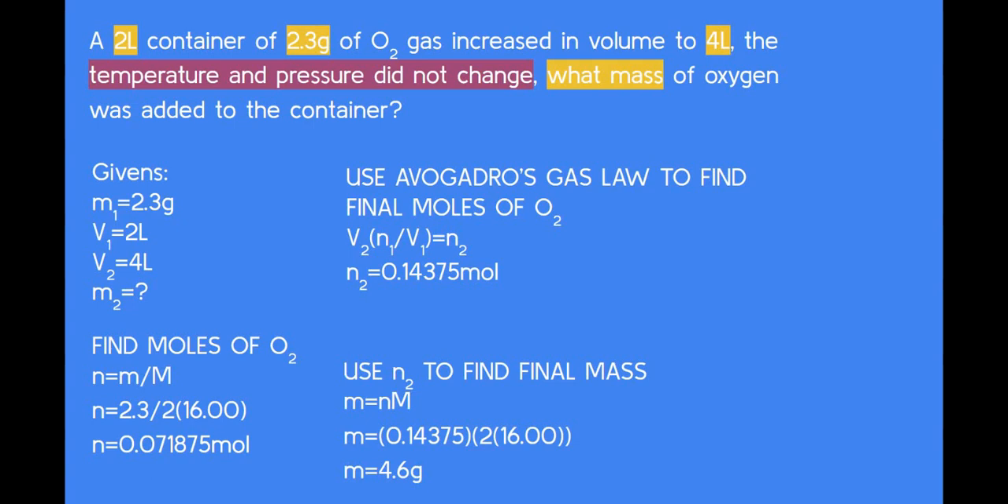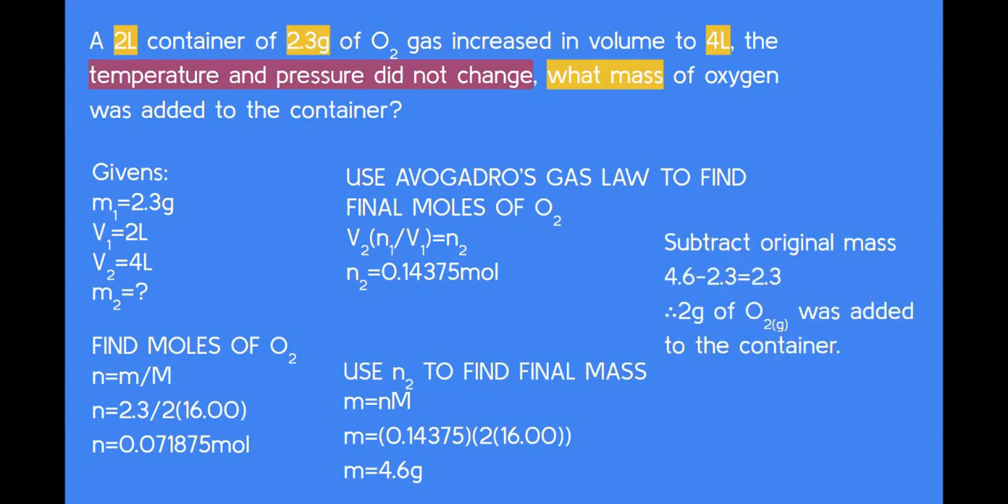And with this, we can use the other equation, m is equal to moles times molar mass, to find the final mass of oxygen in the container. And we should still remember to multiply oxygen's molar mass by 2 because it's still diatomic. And we should get 4.6 grams, but this is not our final answer because we need to subtract the original mass since it's asking how much oxygen was added to the container. And we should get 2.3, which if we round to sig figs, is 2 grams of oxygen was added to the container.